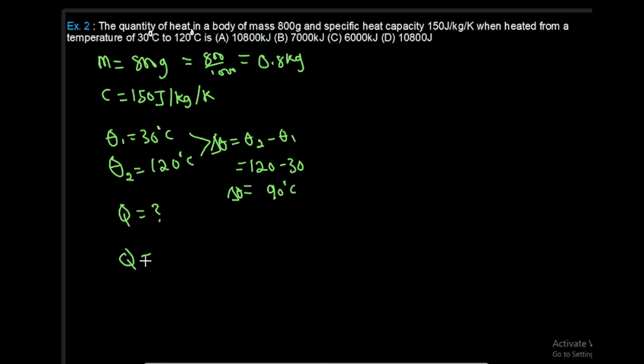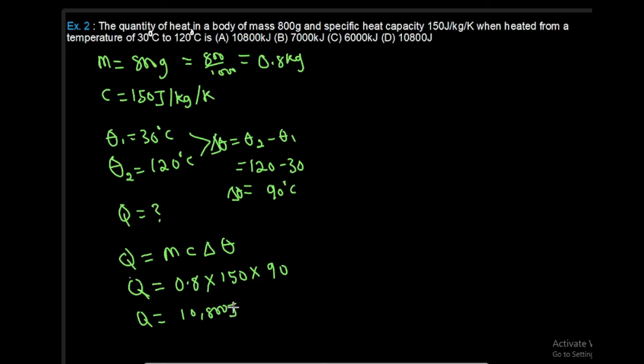So we're going to solve for Q now. Remember the relationship between Q and specific heat capacity is Q equals mc delta theta, and that will give us Q equals m, which is 0.8, multiplied by specific heat capacity, which is 150, multiplied by the temperature change, which is 90, and that will give us Q to be equal to 10,800 joules. All right, so that's option D. So this is our answer here.